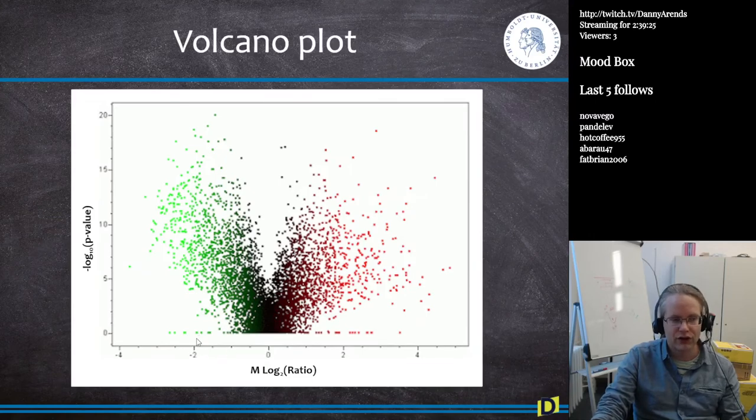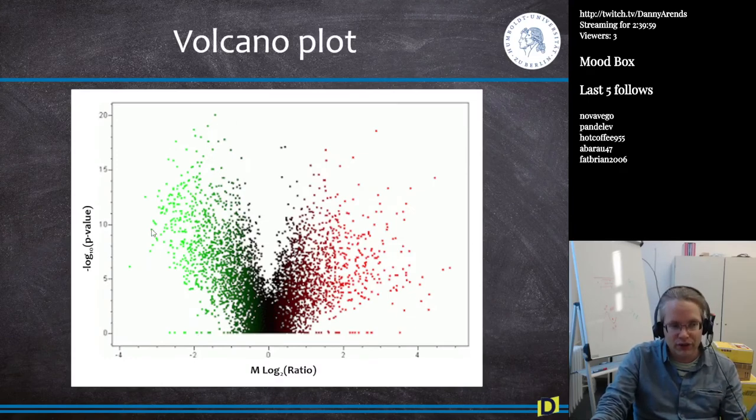Right, so we see here, for example, minus 2, which means that this gene was 4 times lower expressed in one sample than it was in the other sample, right? And then here we see the minus log 10 p-value. And what we see is that the minus log 10 of the p-value is almost 0, right? Which means that although the difference was really big, this gene is probably not that interesting, right? Because the p-value is very small, right? So it had a big difference, but also a big variance.